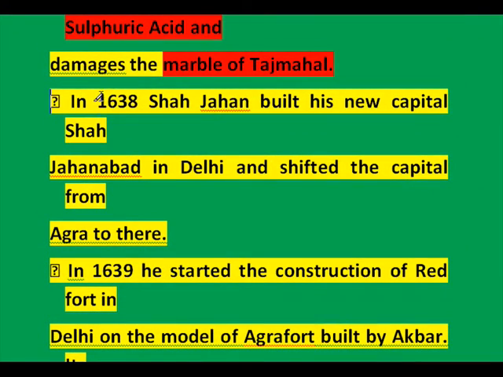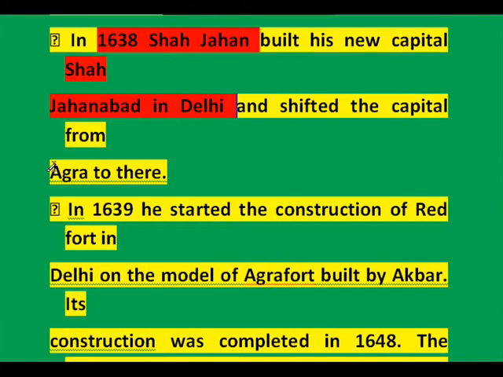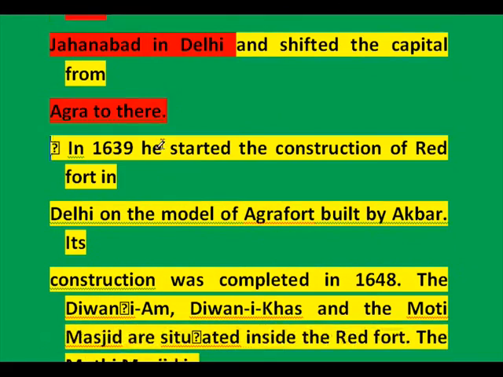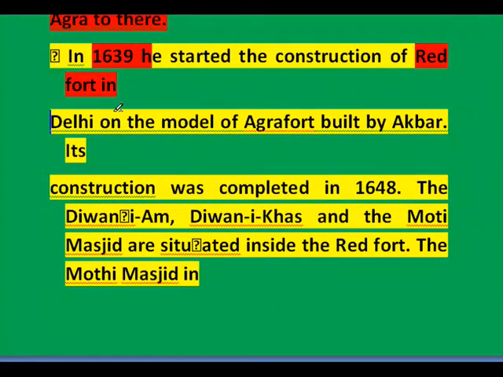In 1638, Shahjahan built his new capital, Shahjahanabad in Delhi, and shifted his capital from Agra to Delhi. In 1639, he started the construction of the Red Fort. So who constructed it? It is mainly Shahjahan, and the Red Fort is in Delhi.